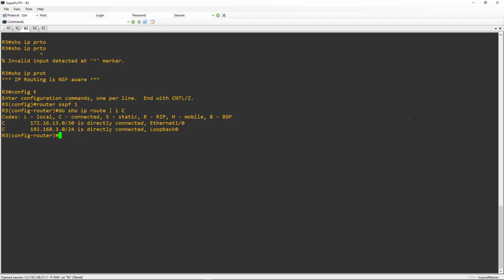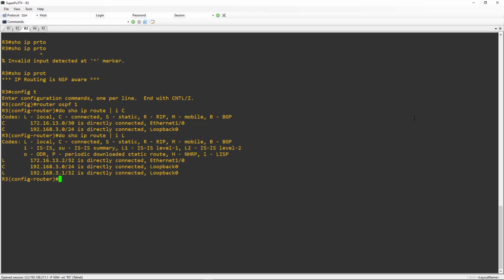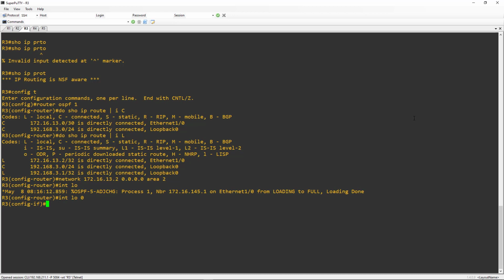Now, just to make a point here, and this kind of goes against what I just said, but I could technically come in here and go 172.16.13.2 0.0.0.0 area 2, and I could even go into interface loopback 0 and say IP OSPF 1 area 2. So you can kind of mix and match these configurations. Like I said, it's not recommended because, again, troubleshooting becomes a little bit more challenging if you don't have a consistent baseline configuration that you're trying to measure against on each of the different platforms.